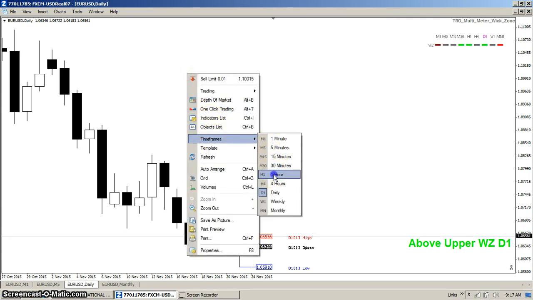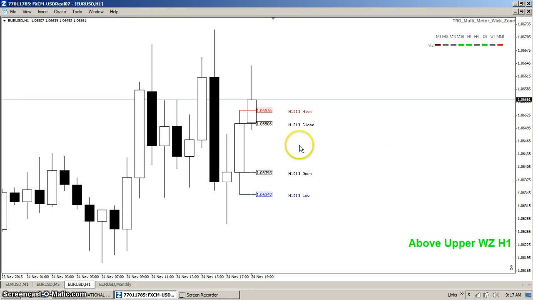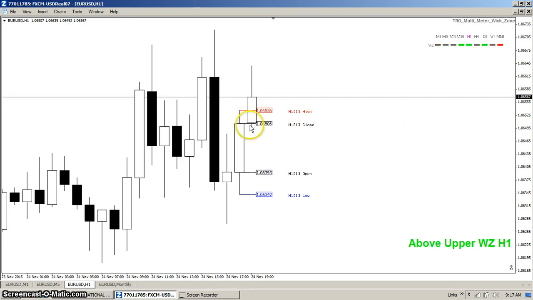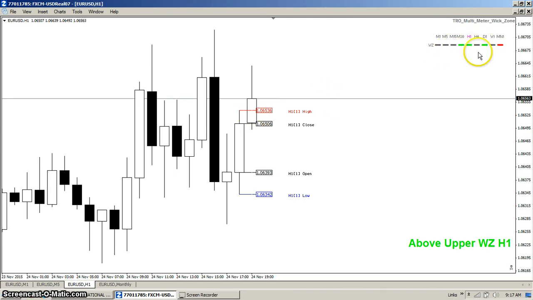And we can drill down, look at the hourly. Once again here, popping out of the wick zone for profit. So you can look here on the multimeter, it tells you where price is in relation to the wick zone. So you can see where the potential trades lie and where you've kind of already missed out.